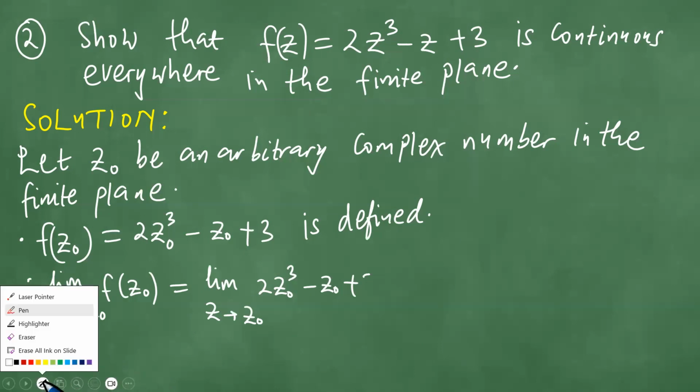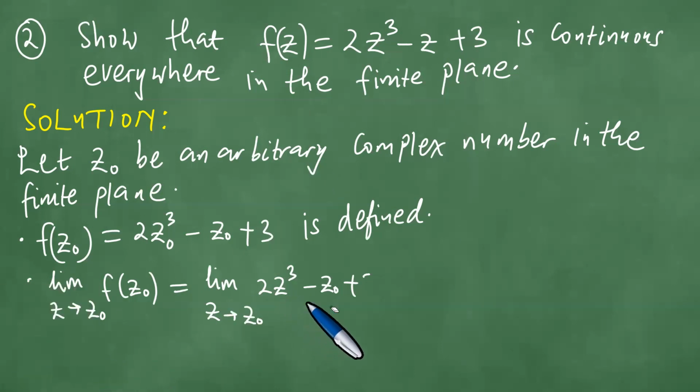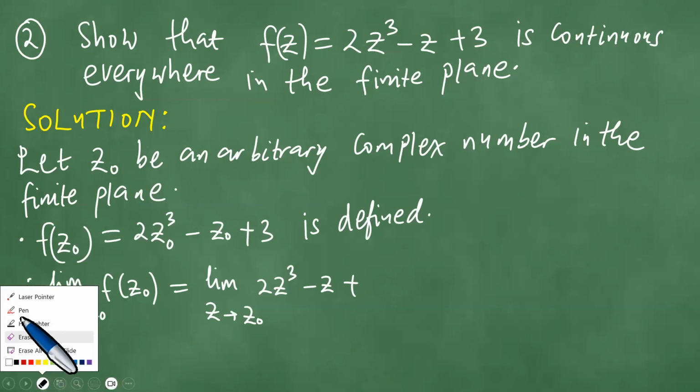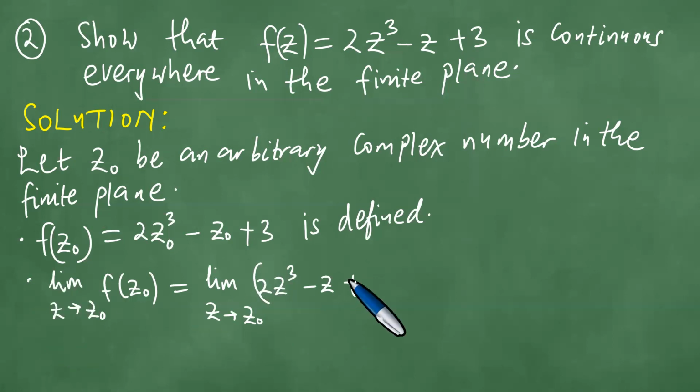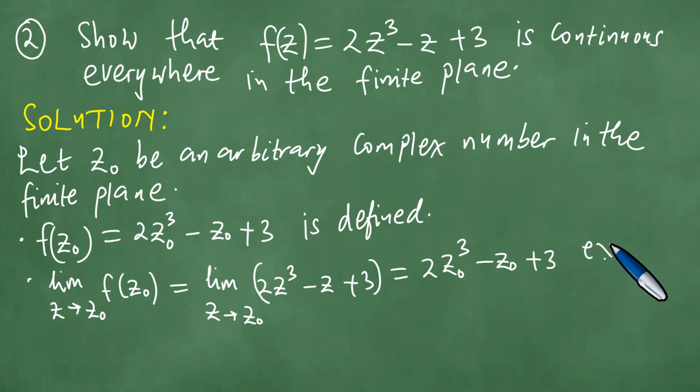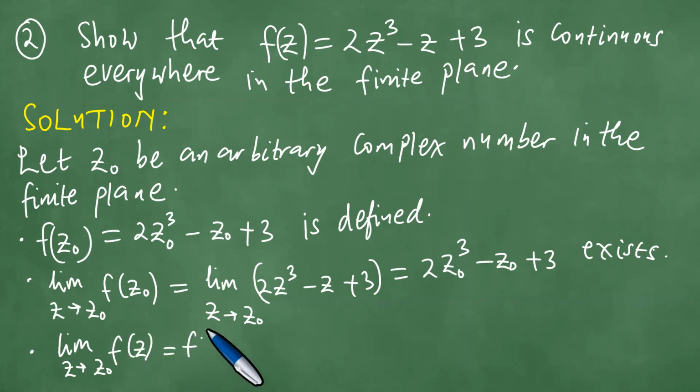Okay, first we put the function as it is without the zeros here. So we have that, plus 3, and if we take the limit, this is 2z0 cubed minus z0 plus 3. So this limit exists. Right, so the third point is to say the limit as z approaches z0 of f of z is f of z0.